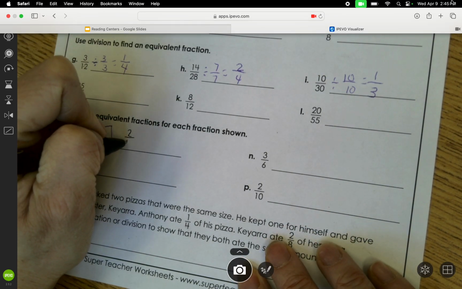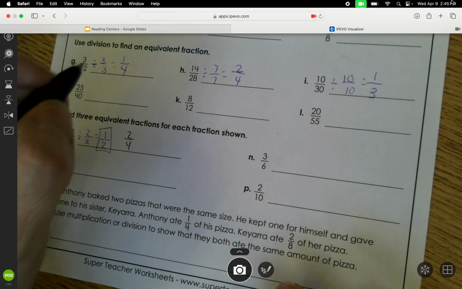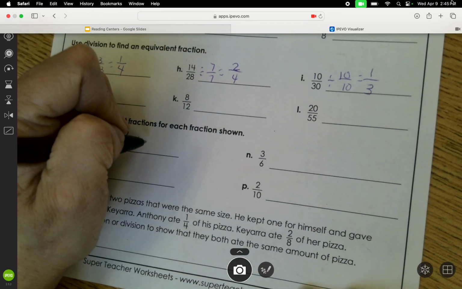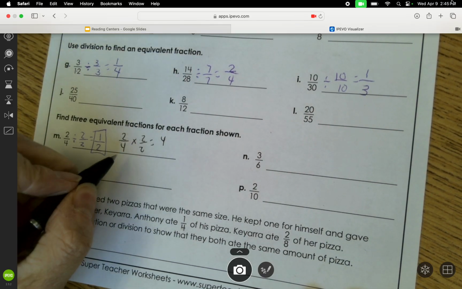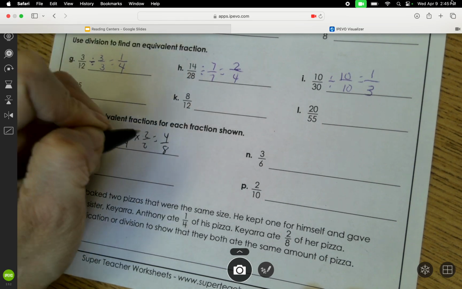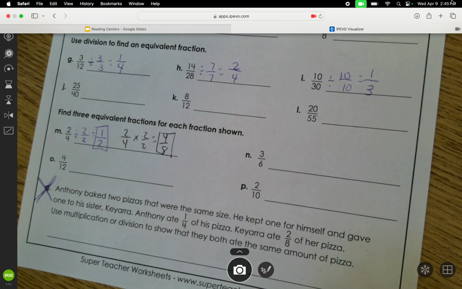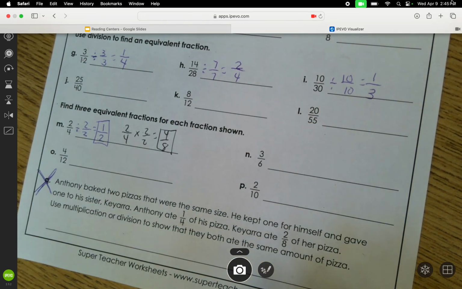What else can I do? 2/4. I'm rewriting this fraction here. I can multiply the same number on the numerator and denominator, any number I'd like. Let's do 2. 2 times 2 is 4. 4 times 2 is 8. 4/8 is another one. I can multiply by another number if I want.